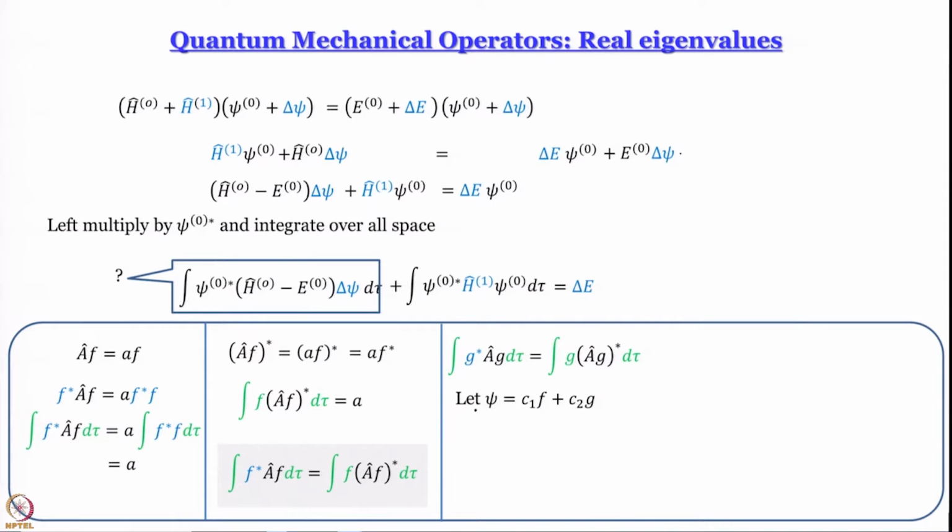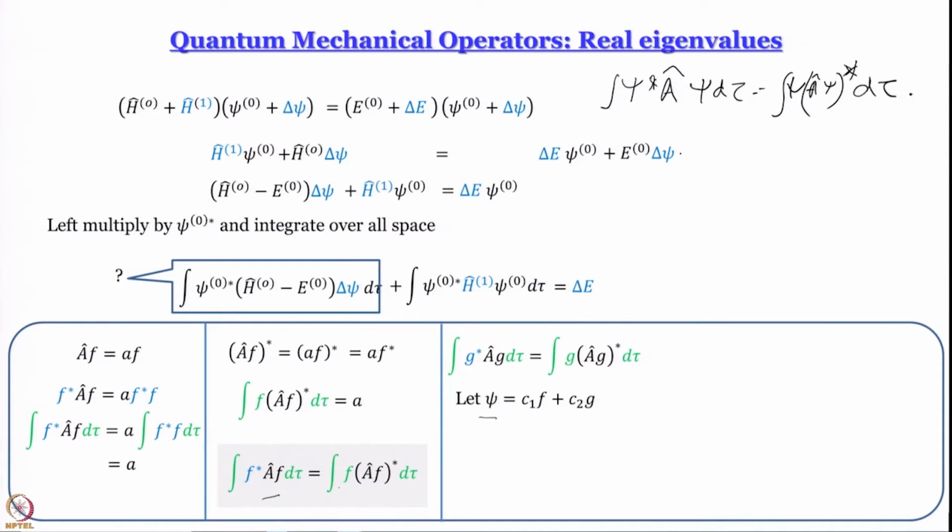Let me write what happens when I take psi and put it in this equation. I get integral psi star a hat psi d tau is equal to integral psi a hat psi, we take the complex conjugate of the whole thing, d tau. It is as simple as that.